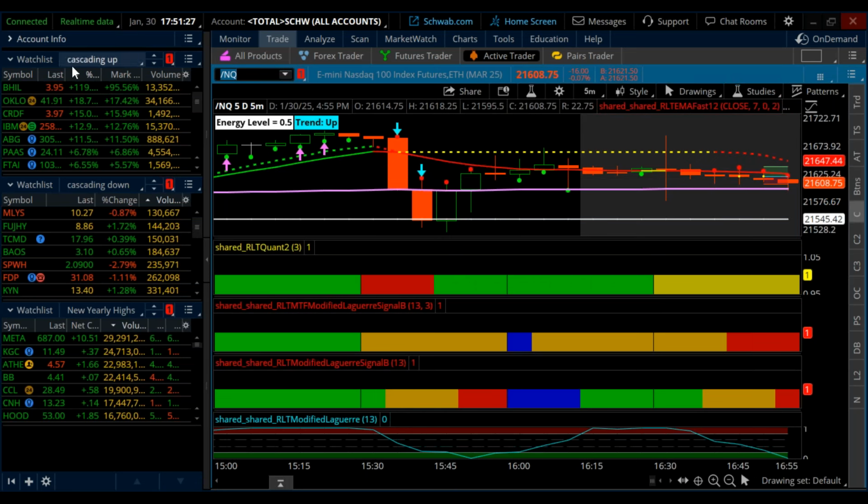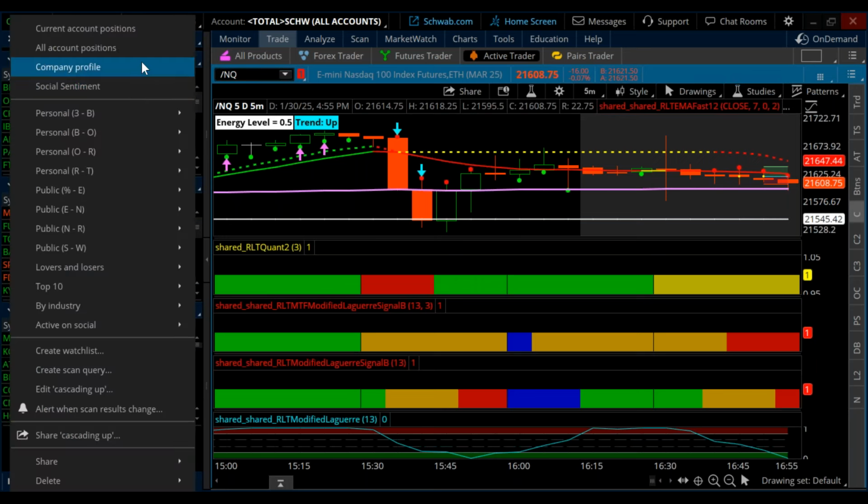Now we have some scanners here. This is a cascading up scan, cascading down scan. These scanners will identify stocks that have relative strength on a 5-minute chart. If the market's coming down, these will show stocks that have 3 or more green candles in a row, cascading down 3 or more red candles in a row. You can also use this on a daily chart.